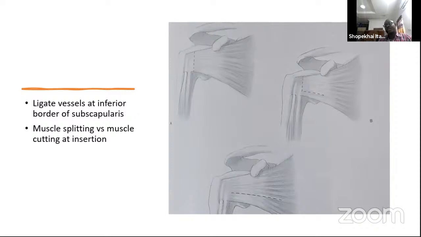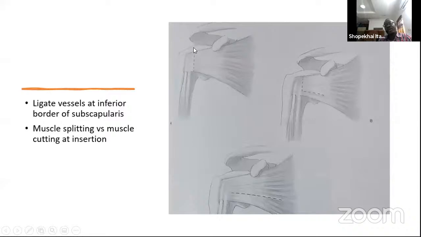We also need to know that we try not to go beyond that area where the vessels are because of the torrential bleeding that will occur. So if you stick above that, you may not even need to ligate those vessels. However, to get to the glenohumeral joint, the subscap must be retracted or must be cut. And that's where the controversy, well, not exactly a controversy, that's where decision-making comes in.